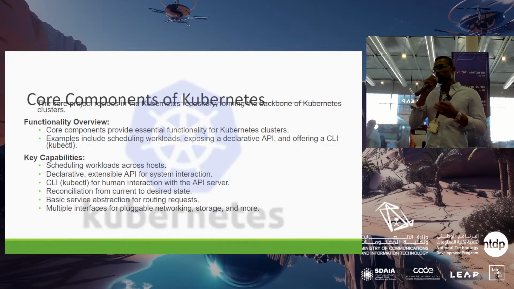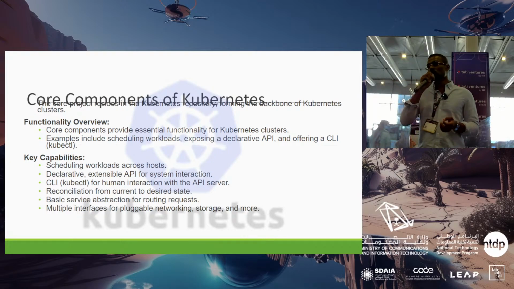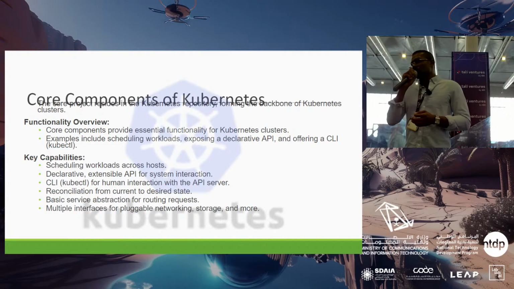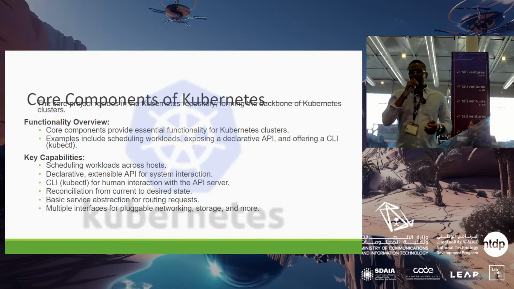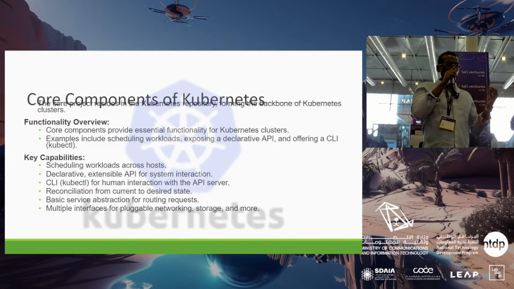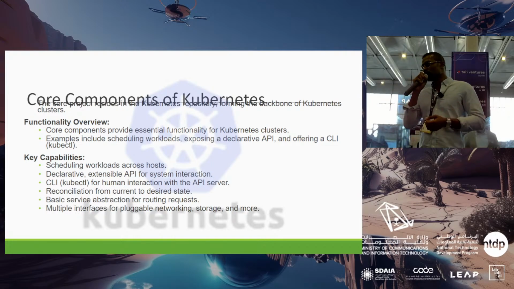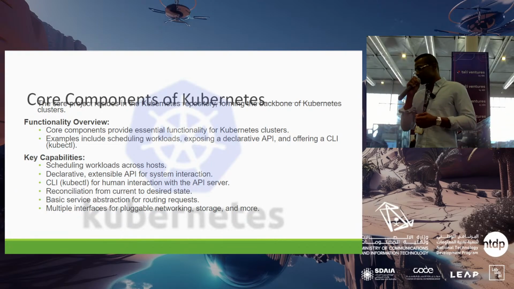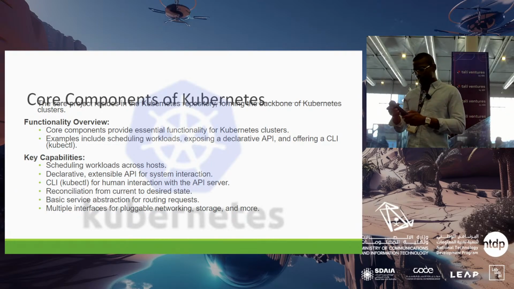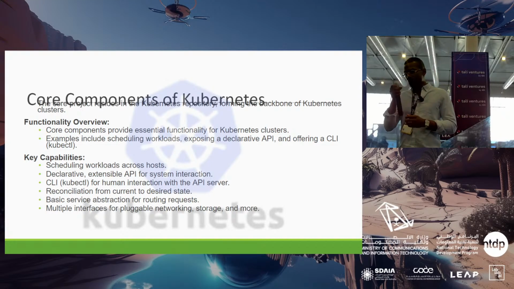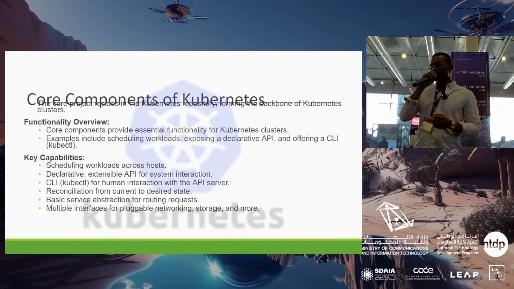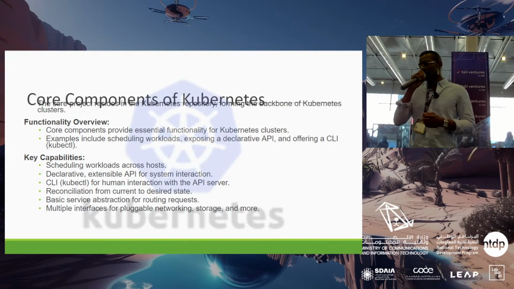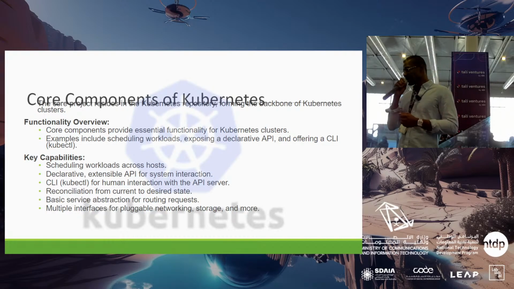The core components of Kubernetes. Kubernetes has several components, right? And we'll talk about them. The functionality overview is basically scheduling workload, exposing a declarative API, which means that you can structure and deploy your infrastructure as code, right? And it offers an API and a command line interface for interacting with your infrastructure.